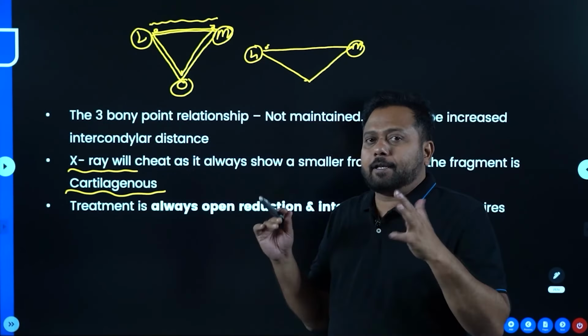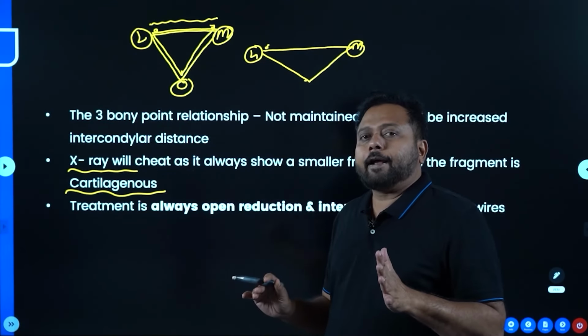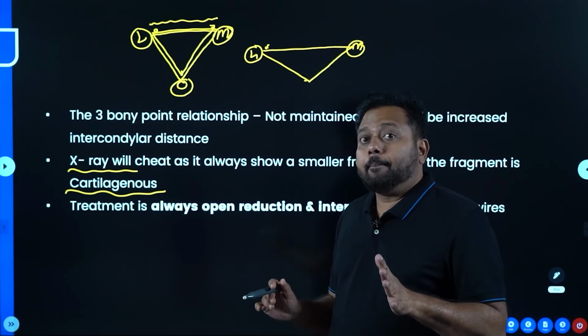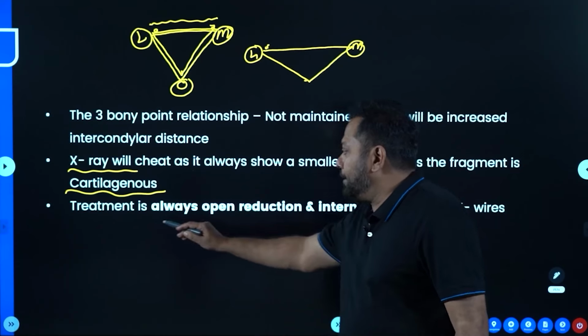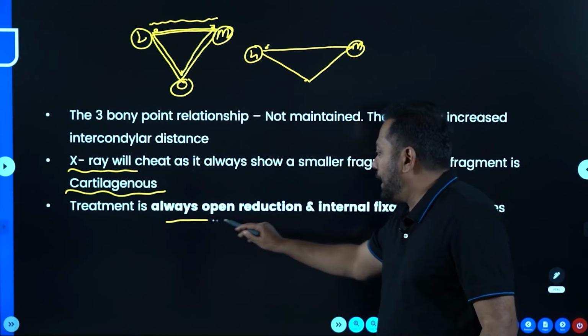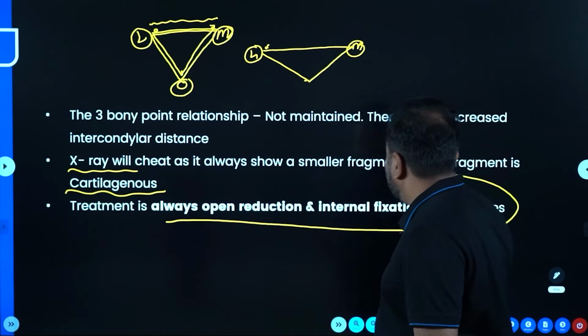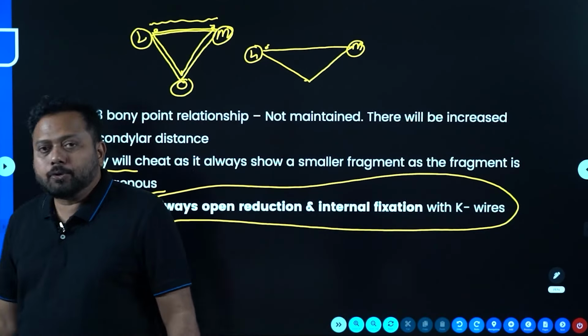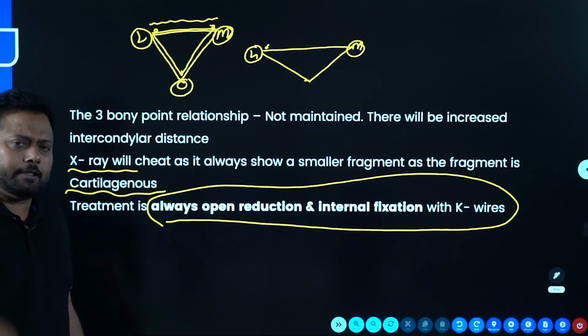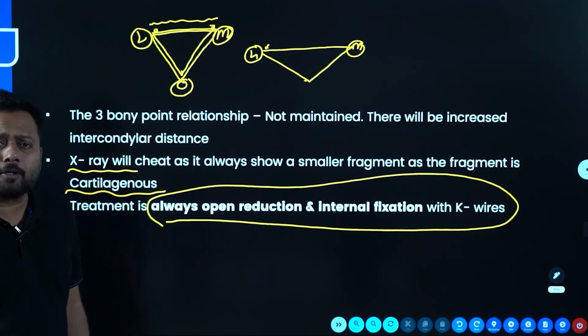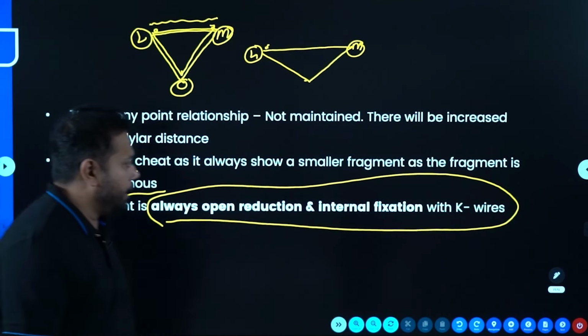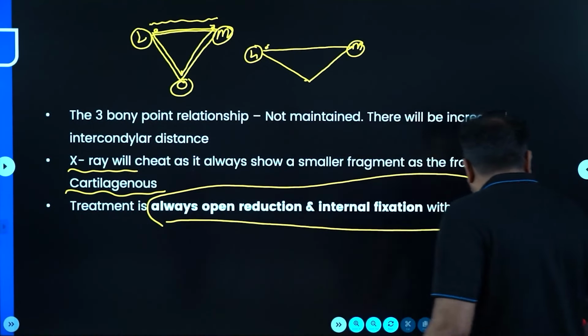That's why X-ray will tell you there is a fracture, but with that X-ray you can't plan. So treatment is always open reduction and internal fixation with K-wire. Treatment is 100% surgery. That is why it's called a fracture of necessity.